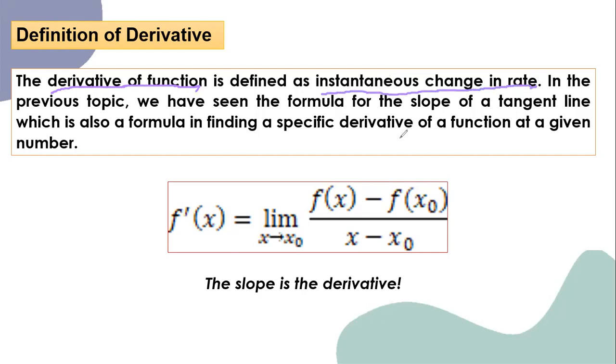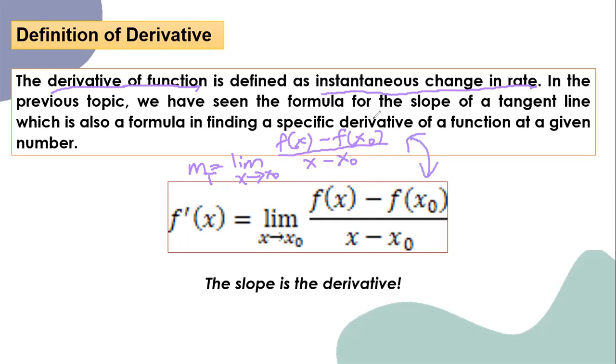Okay? So in the previous topic, we have seen the formula for the slope of the tangent line. Di ba kinuha natin yung slope? Okay? So this is, yung slope is limit of f of x minus f of x sub 0 all over x minus x sub 0 as x approaches also x sub 0. So that is the slope of the tangent line. Okay? And the finding the specific derivative of a function at a given formula. Okay? Kung mapapansin nyo, same lang sila.